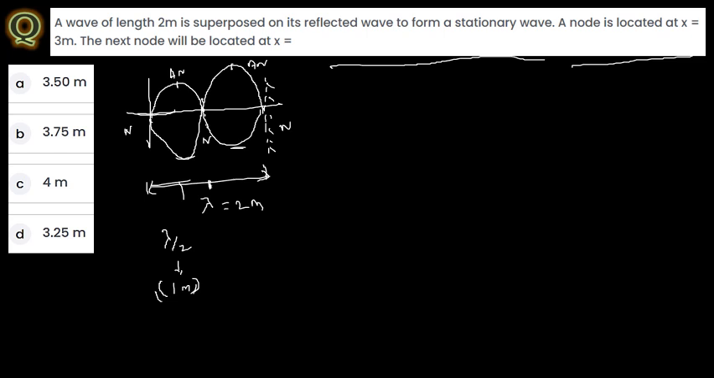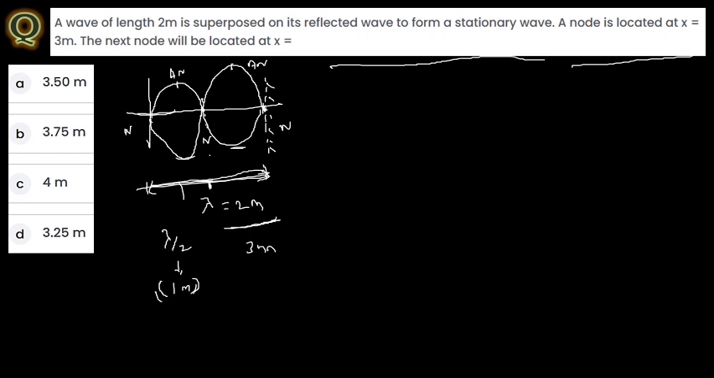See, the first one is 2 meter here, so that is 1 lambda, and the next node will be forming here, right? You can see this one node and second node, the node is formed at the first one. After reflection, the node is formed at 3 meter. Now the next node will be, see, this is what I just mentioned here.